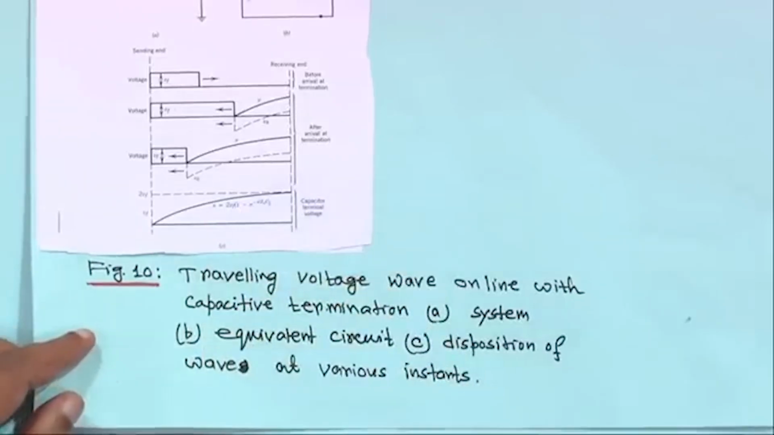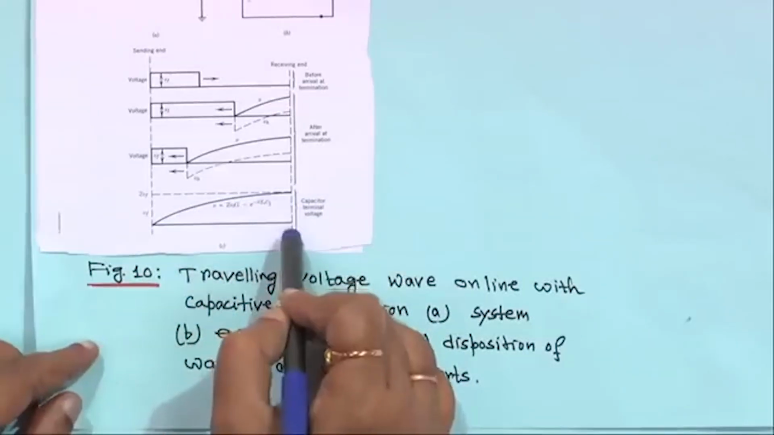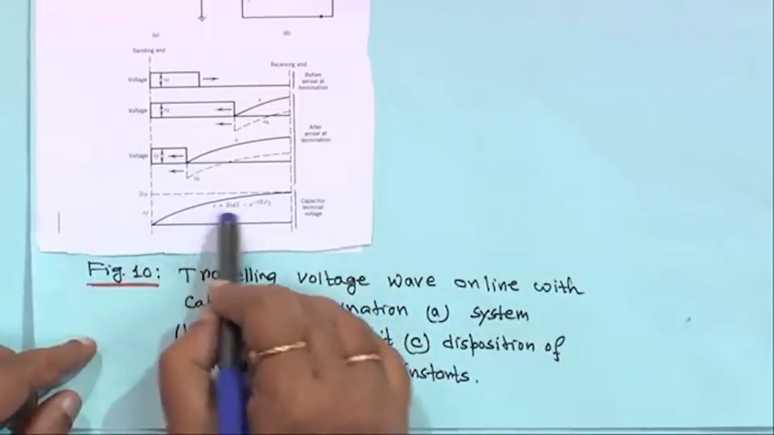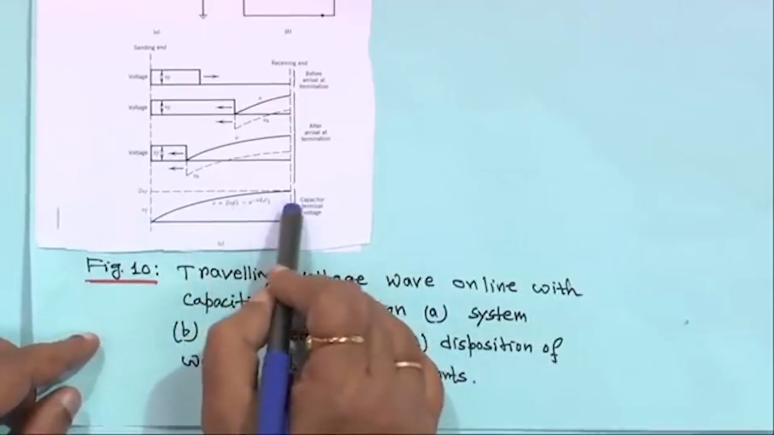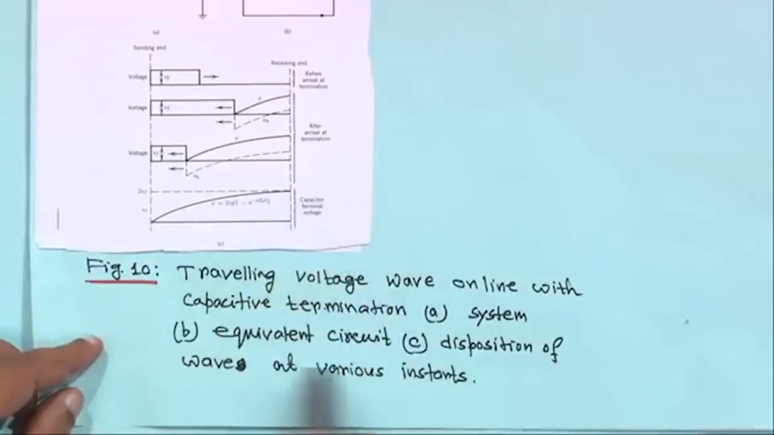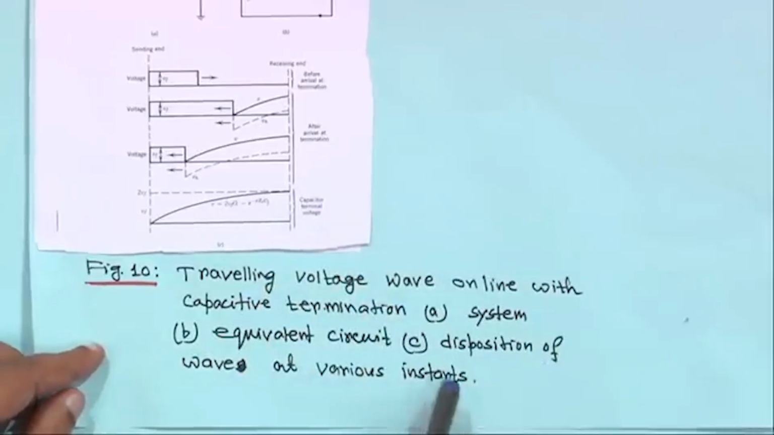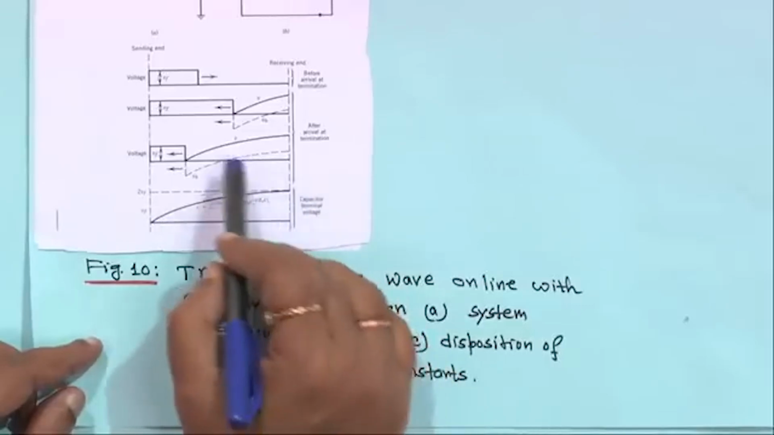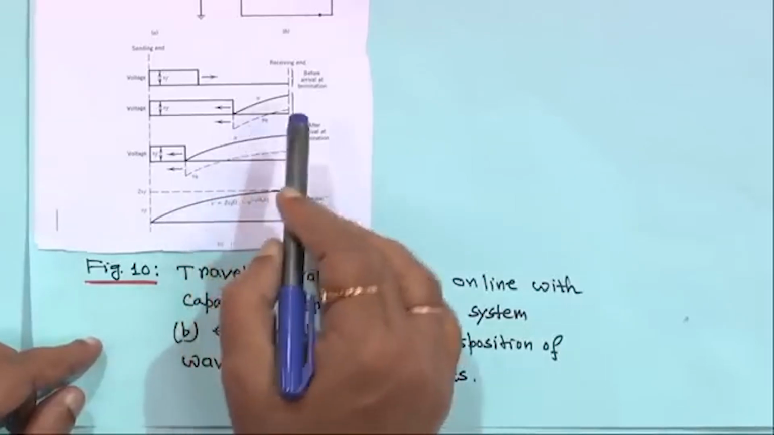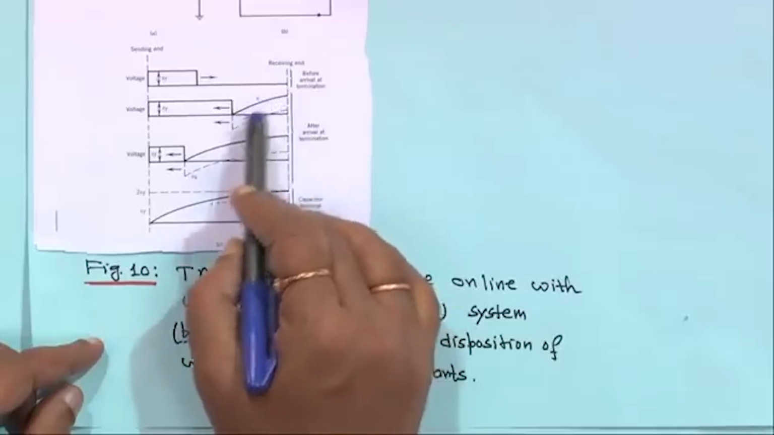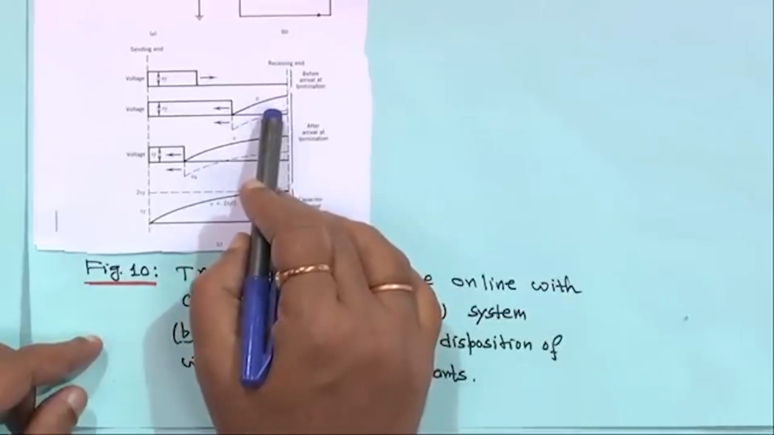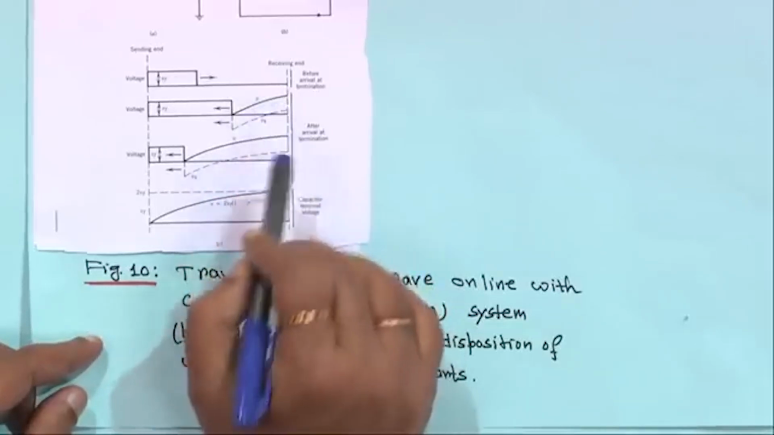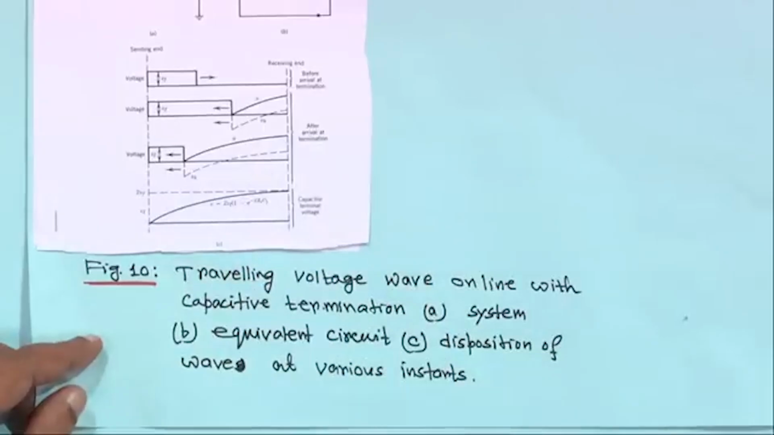So, this is the capacitor terminal voltage that we have derived, and this is the disposition of the wave at various instants. This is the capacitor terminal voltage variation, and this one, either this or this, is V equal to V A plus V B, right, which is arriving at the receiving end.